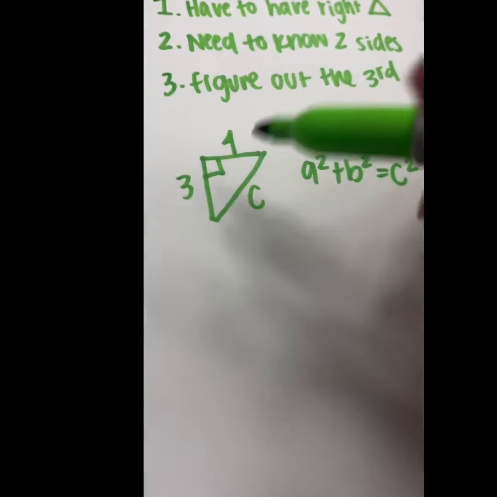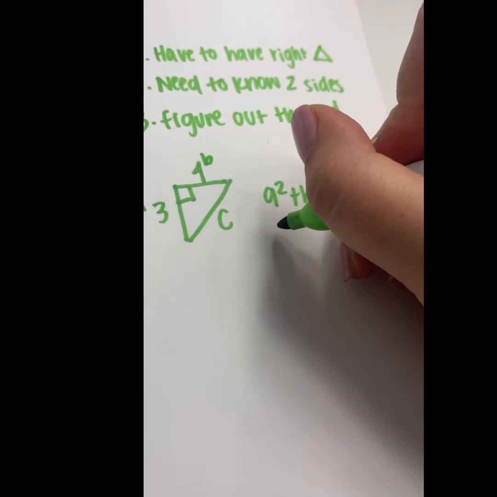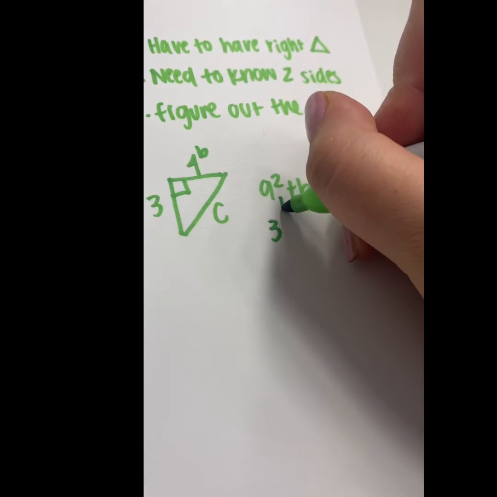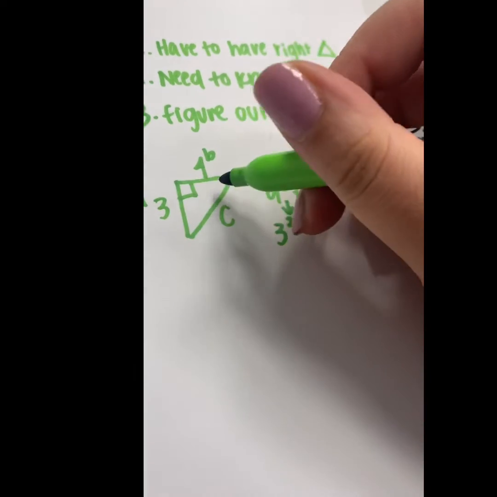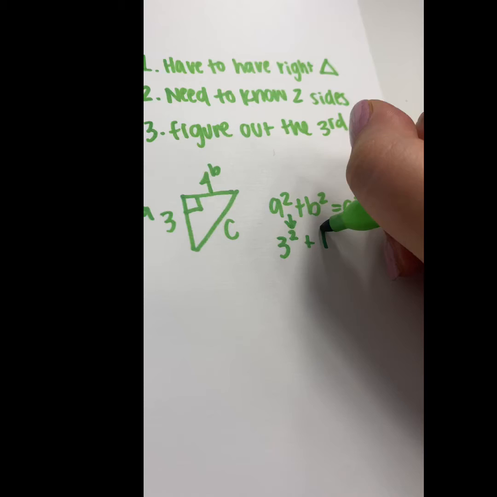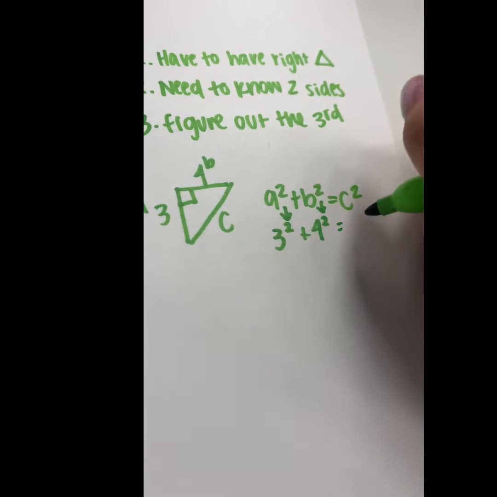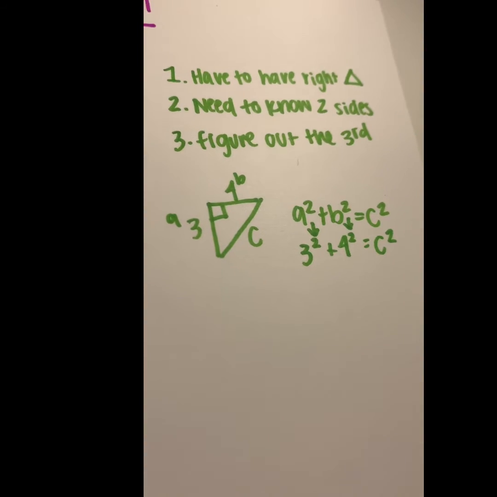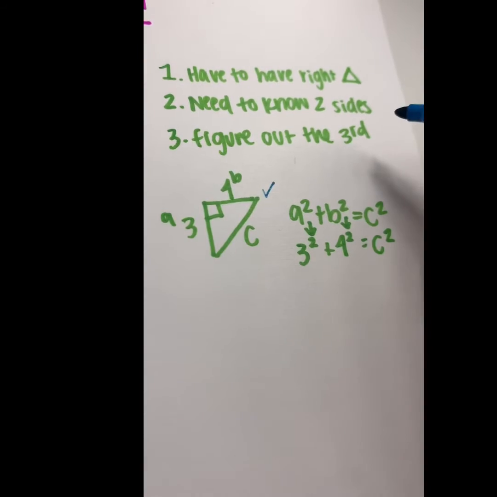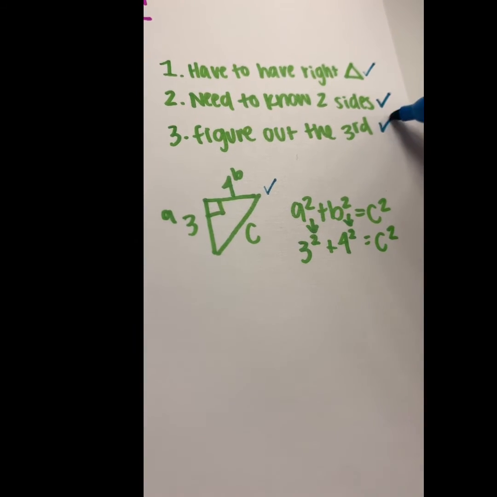So we're going to say that this is side A. This is side B. So let's take our A, we're going to put it here. Bring down your square, don't forget it. Okay, then we're going to take side B. Side B is 4. So again, bring down your squared. Okay, and then we don't know C, so we're going to leave that blank. So our first step, we have a right triangle. We know two sides. Okay, now we're going to figure out the third.